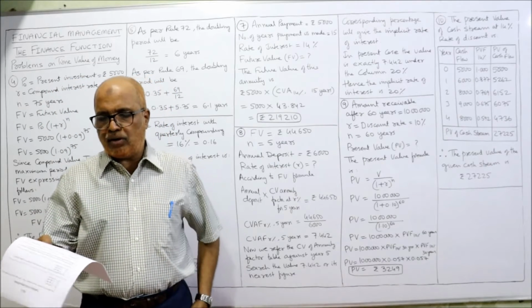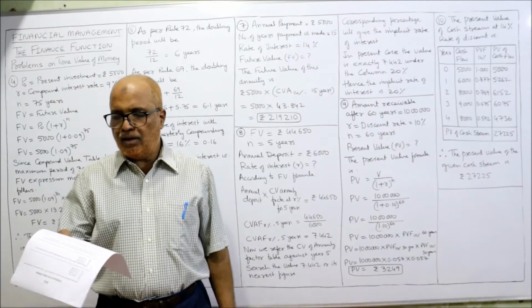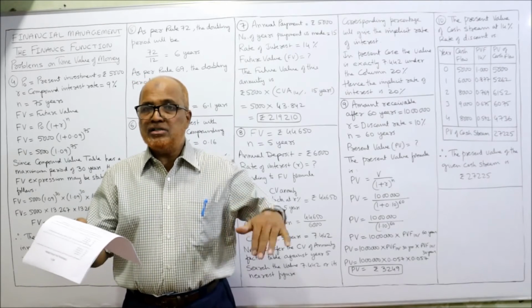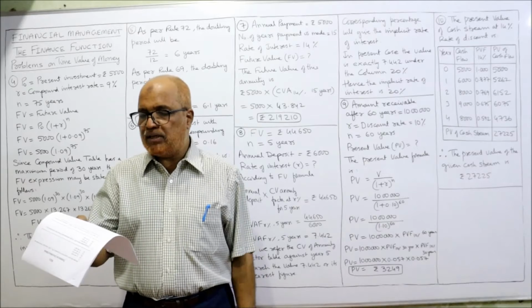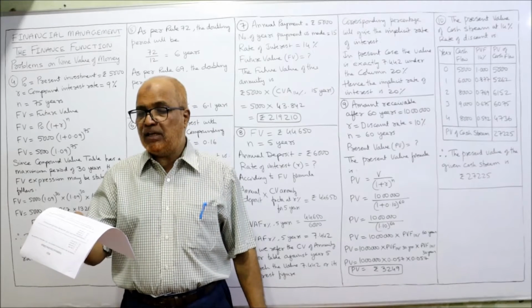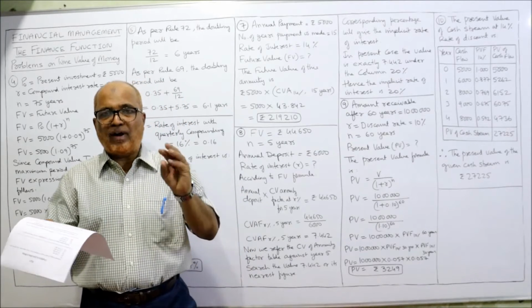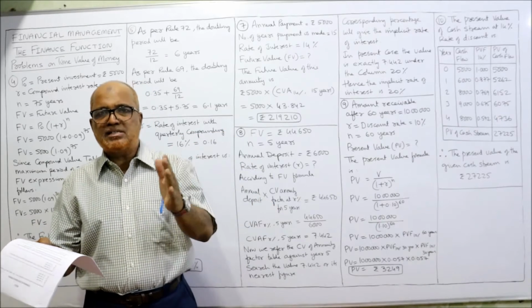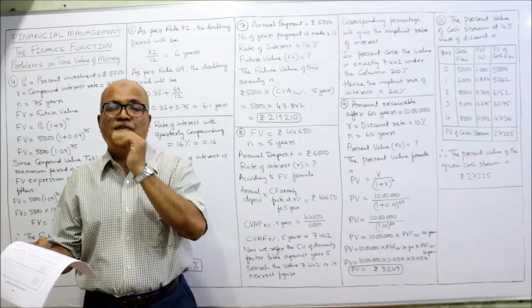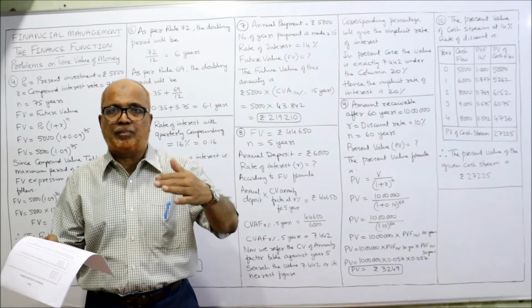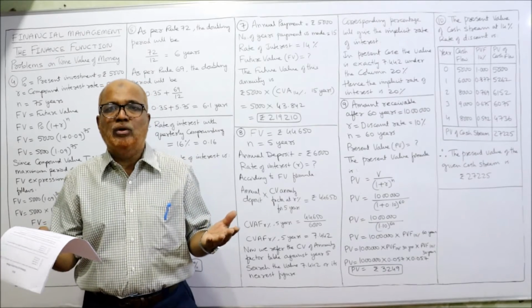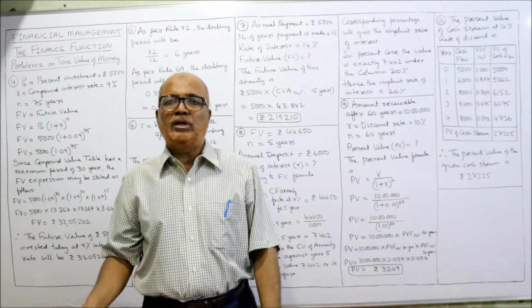15 annual payments of 5,000 are made into a deposit account that pays 14% per year. What is the future value of this annuity at the end of 15 years? That means 5,000 rupees are deposited every year. First year, second year, third year, like that up to 15 years. Every year 5,000 is deposited. So after 15 years, what will be the future value? The rate of interest is 14%.